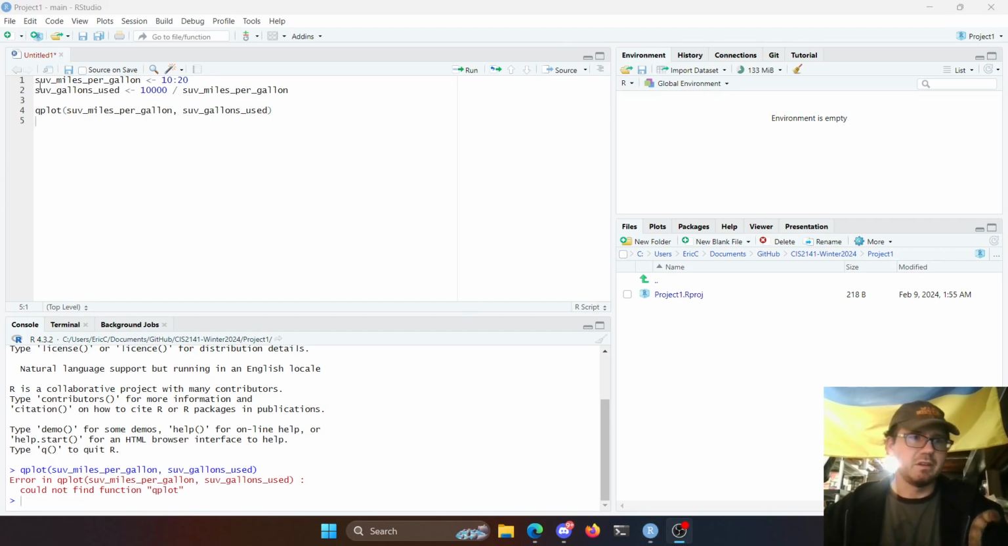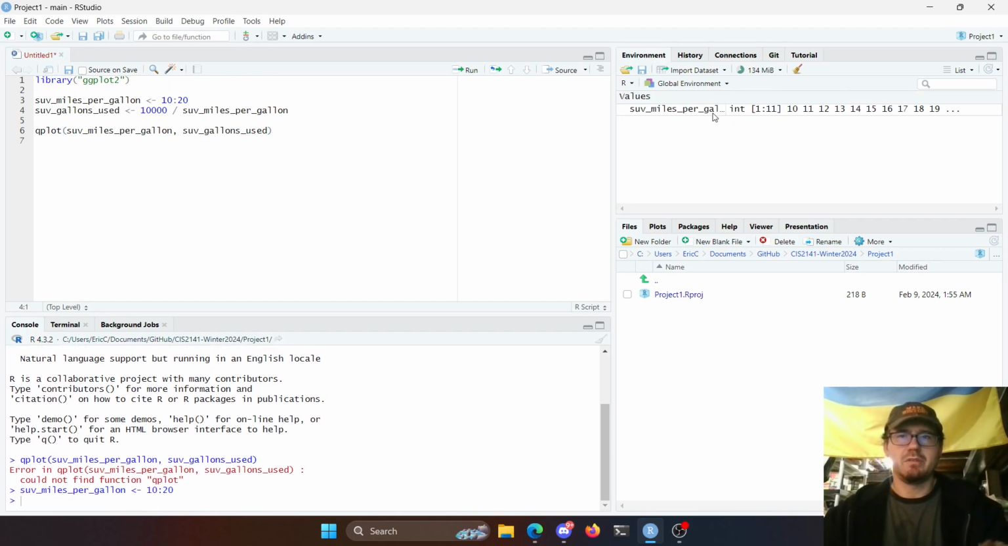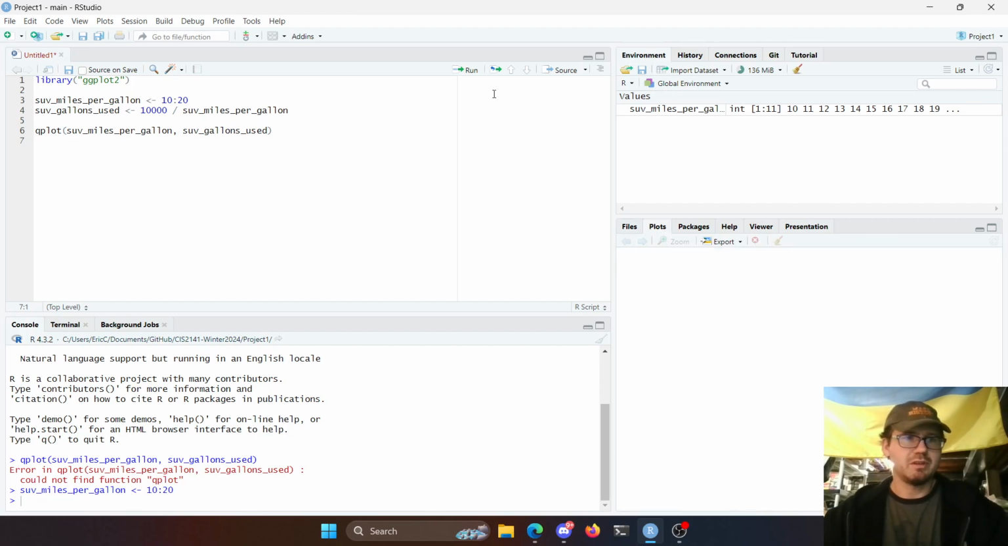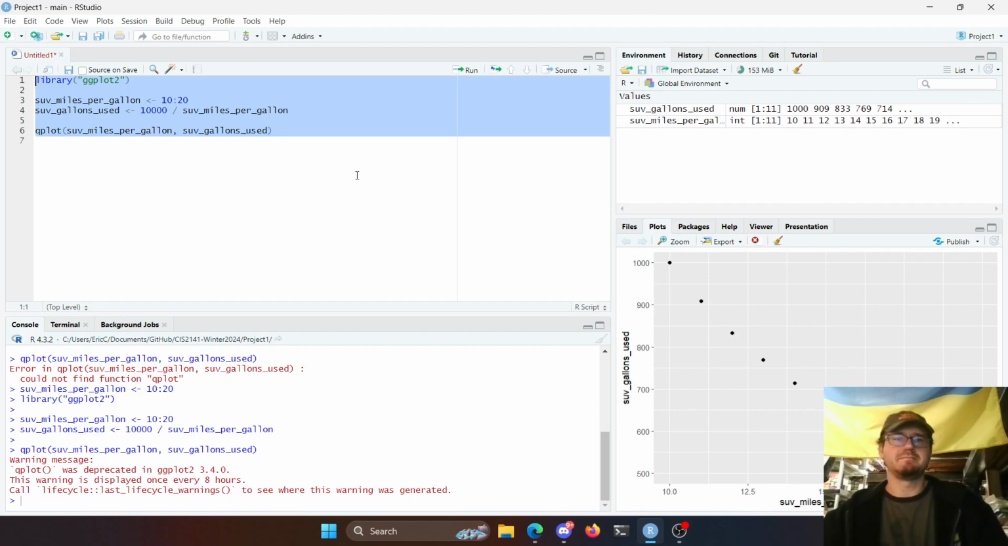Sorry, I was dealing with Stella here and racking my brain. So let's make sure we have that library, right? We want to add the ggplot library, so we should be able to use that one here. So now we get our SUV miles per gallon, we get our SUV gallons used, we get our plot. Let's highlight all of it here. There we go, and now we get our plot. Now we're running the whole code here. So we see for each of these values, at 10 miles per gallon, we use 1,000 gallons of gas, and so on and so on.